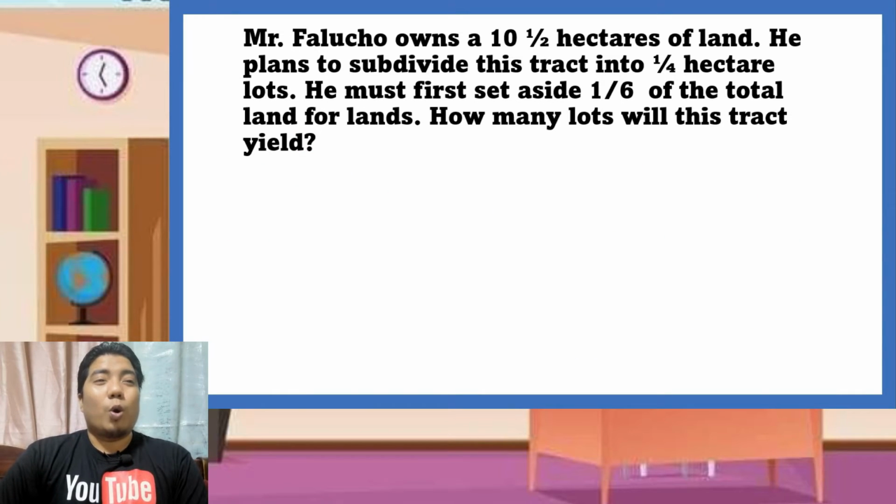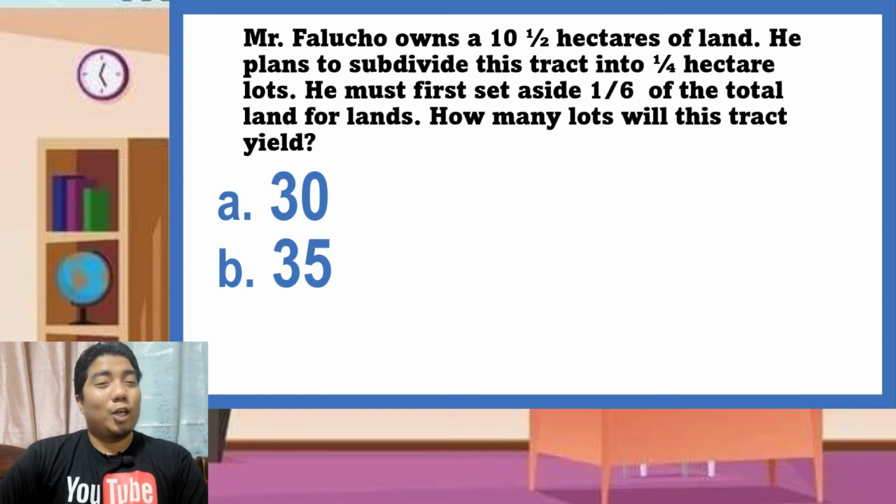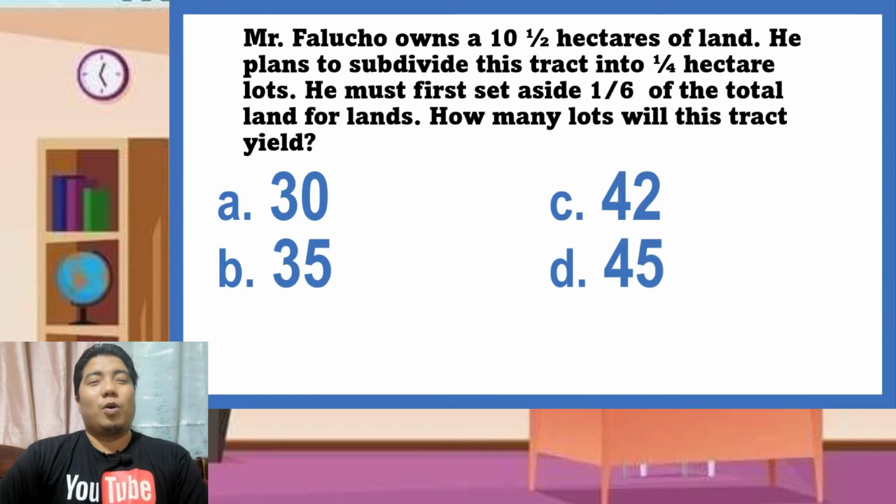Mr. Falucho owns a 10 1/2 hectares of land. He plans to subdivide this tract into 1/4 hectare lots. He must first set aside 1/6 of the total land for roads. How many lots will this tract yield? Is it A, 30, B, 35 lots, C, 42 lots, or letter D, 45 lots?